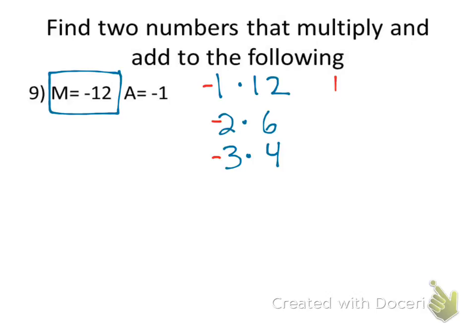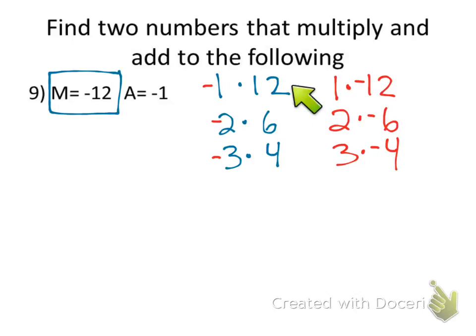I think some of you are getting a little lost in our sign shortcuts. So I'll just write out all the options. Here are all the different combinations that will multiply to give us a -12. Then just go through and check.